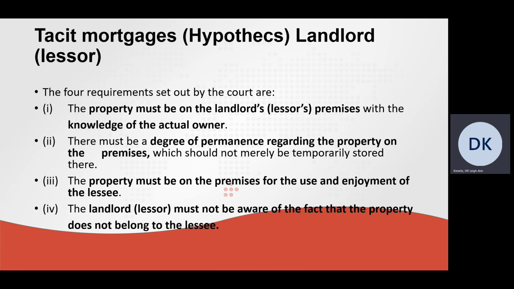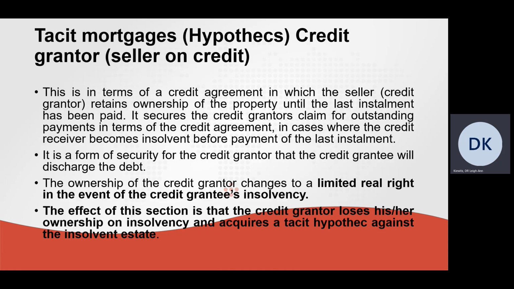The four requirements set out by the court are: the property must be in the landlord's premises with the knowledge of the actual owner. Secondly, there must be a degree of permanence regarding the property on the premises, which should not merely be temporarily stored there. Thirdly, the property must be on the premises for the use and enjoyment of the lessee. And fourthly, the landlord must not be aware of the fact that the property does not belong to the lessee.